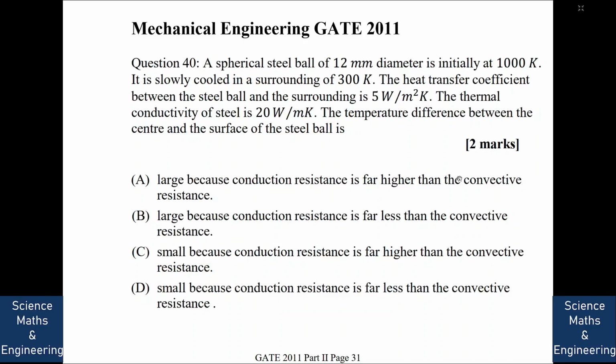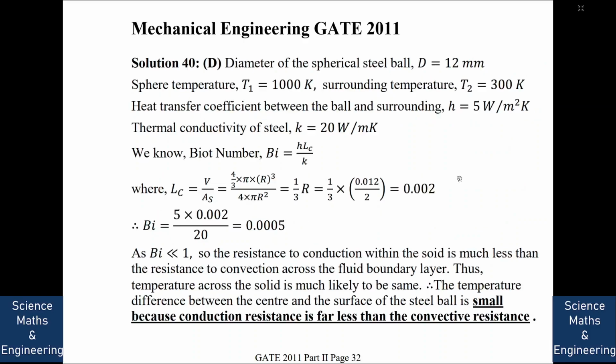So the answer is, if we know the diameter, sphere temperature, current temperature, we know h, which is equal to 5. Now Biot number is equal to h into Lc divided by k. Now what is Lc? Lc is volume by area, which is equal to R by 3 for a sphere. So we get it as 0.002. So Biot number is 5 into 0.002 divided by 20, which is equal to 0.0005, that is 5 into 10 to the power minus 4.